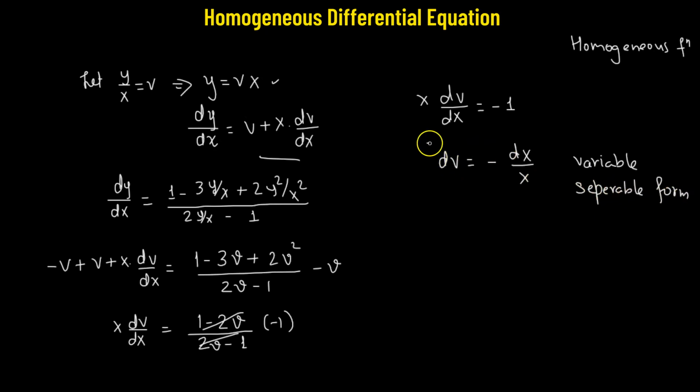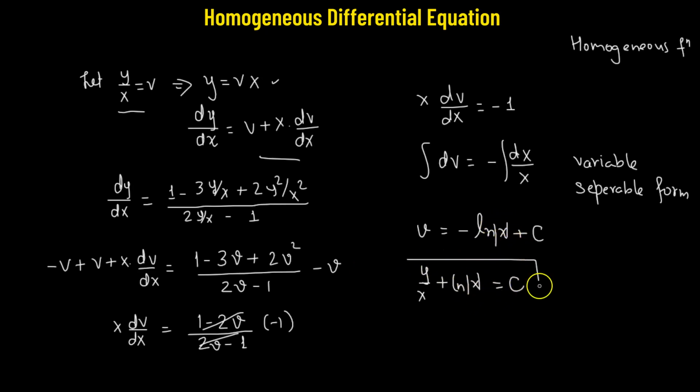So let's integrate both sides. The integration of dv is fairly straightforward. That will be v equals the integral of negative dx over x, so that's negative log x plus the constant of integration c. Now we'll finally replace v with y over x, so that will be y over x plus log of the absolute value of x equals the constant of integration c. So this is going to be the solution to our given differential equation.